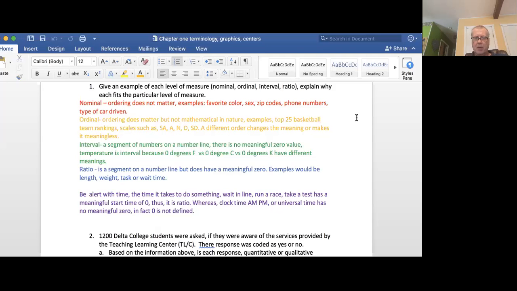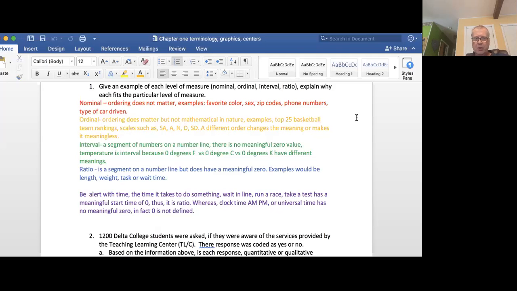Okay, so let's look at nominal. For nominal, ordering doesn't matter. Examples for nominal are color, your sex, zip codes, phone numbers, types of car driven. I can order those any way I want. Now, note, those are all qualitative. So nominal can never be quantitative.